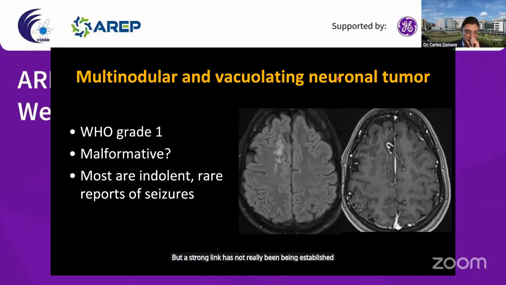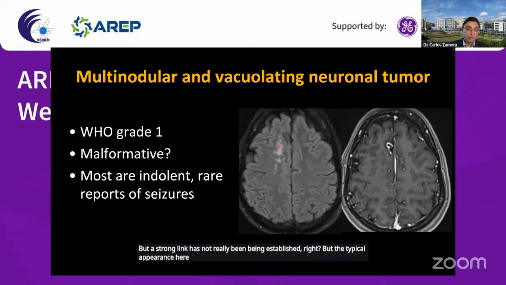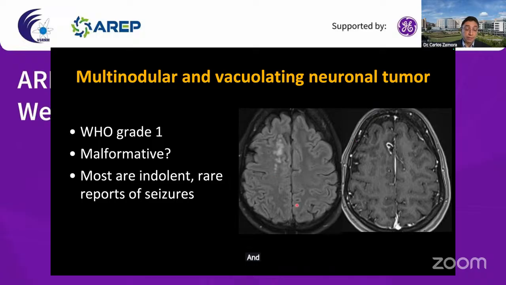But the typical appearance here is that you're going to have nodular appearing, mostly subcortical lesions that you're going to have clustered in one area that may extend to the cortex, and they typically do not enhance. So that's a very typical appearance of an MVNT. And there is also a very similar appearing entity in the posterior fossa that you might encounter.